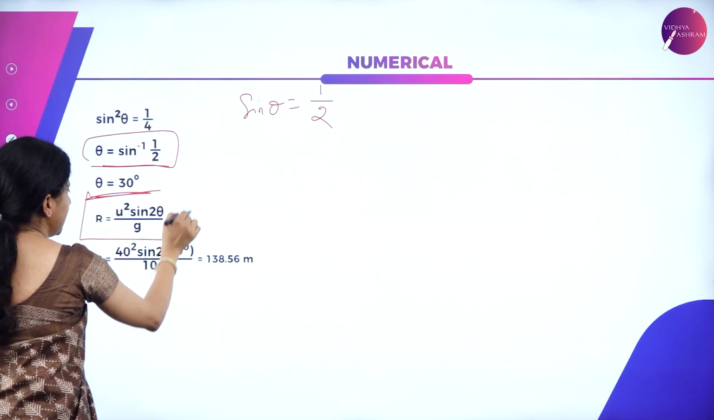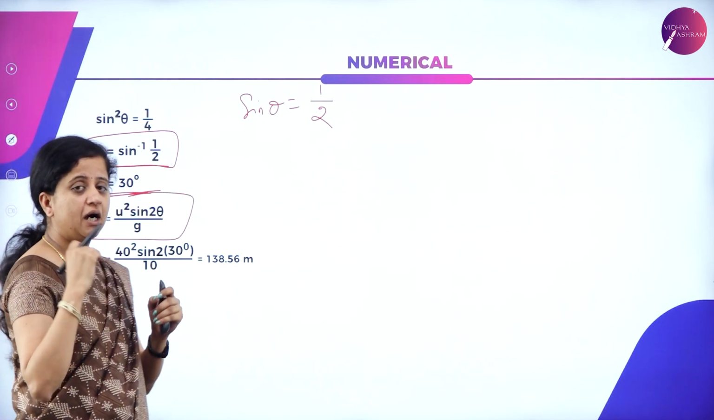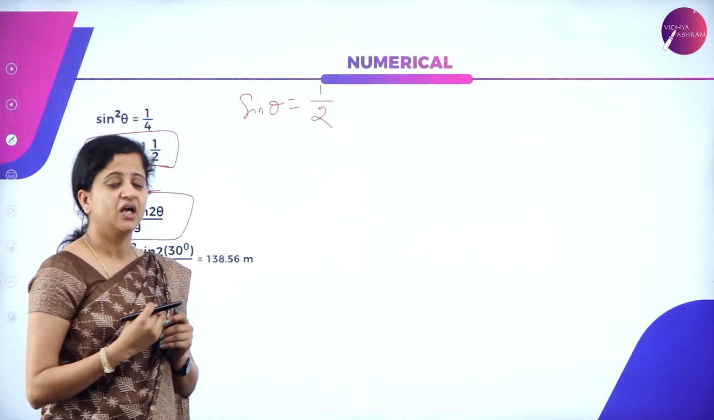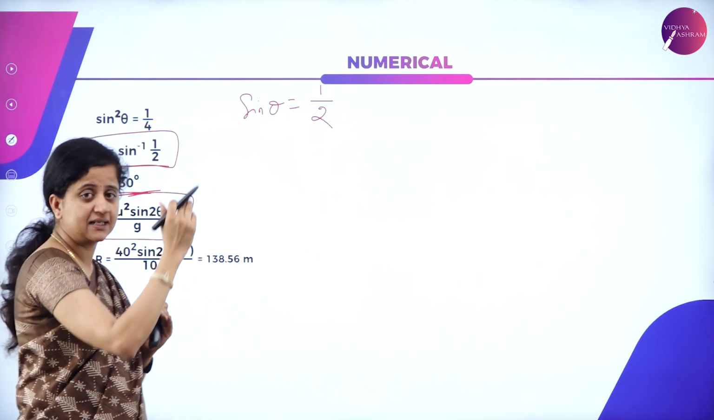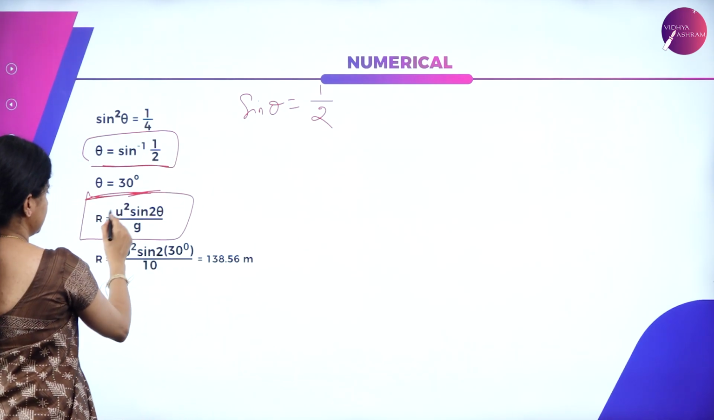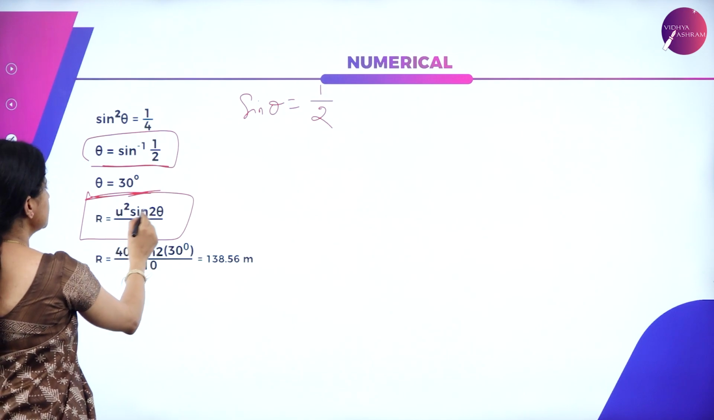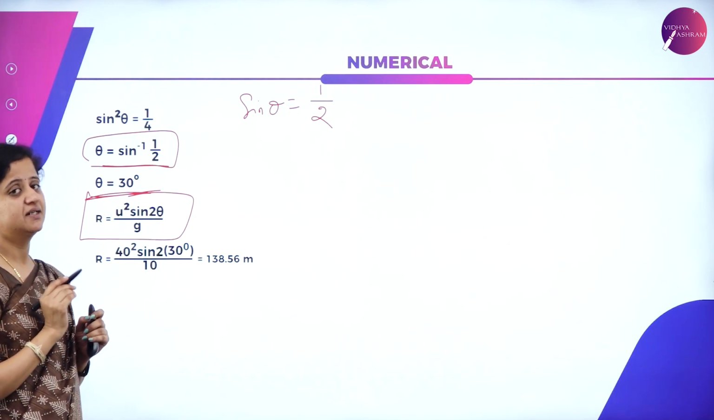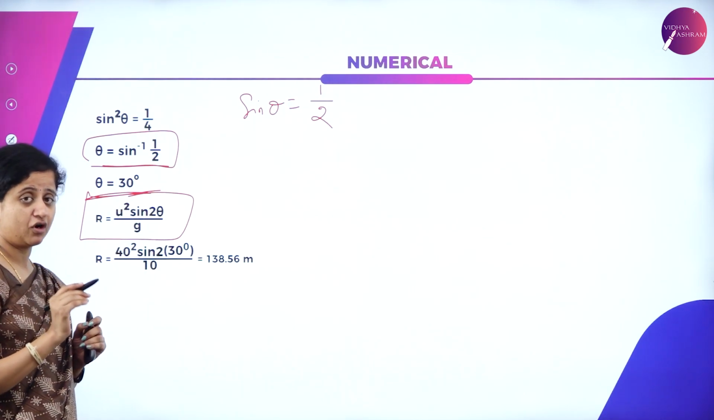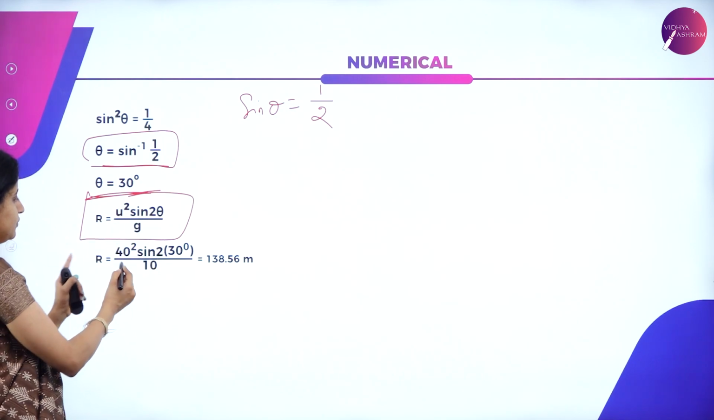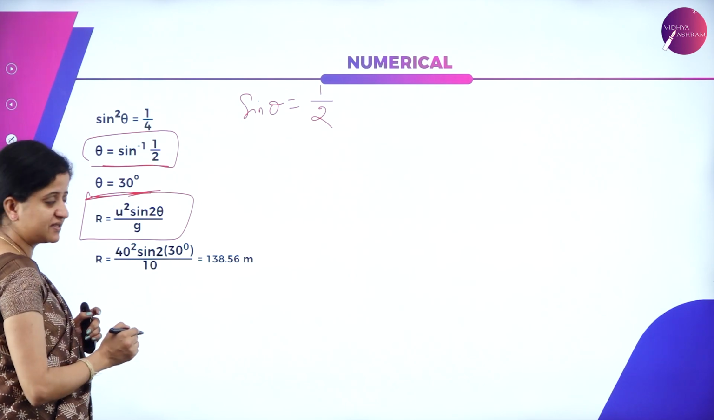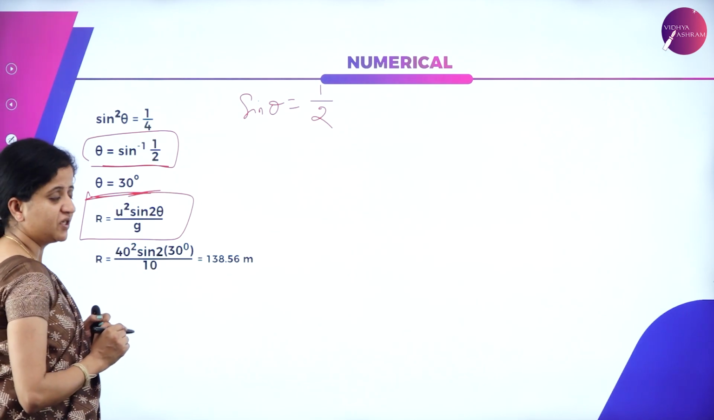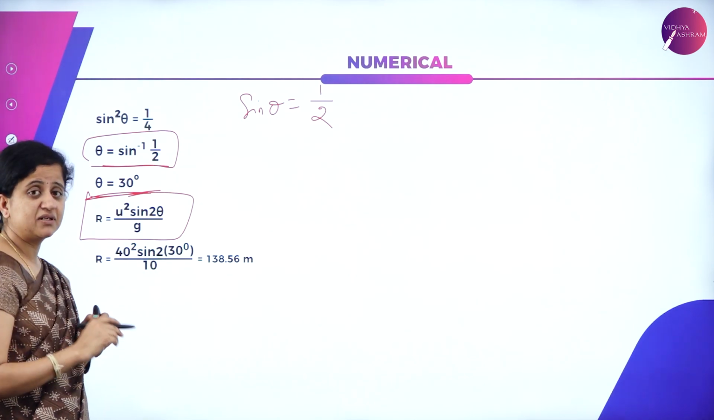Now the maximum range you have to find out, which means up to what distance along the horizontal the ball can travel without hitting the ceiling, which is nothing but range. So it is given by the formula u square sine 2 theta divided by g. Now u is nothing but 40. So let us now substitute all the values. R is equal to 40 square sine 2 into theta value is 30 divided by 10. So now 2 into 30 is nothing but 60.